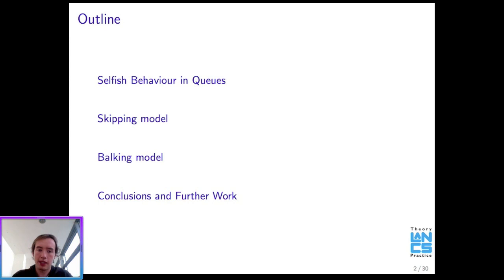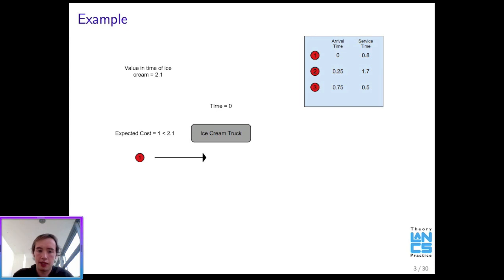So what do I mean by selfish behavior in queues? Well, we're going to look at a small example. It's very similar to one that I've previously uploaded, but we're going to go over it again here for the sake of completeness. So here we have three players, each with their own properties. You can see the arrival time and the service time, which has an average of 1. The value and time of ice cream, which is basically how long a player will expect to wait for ice cream.